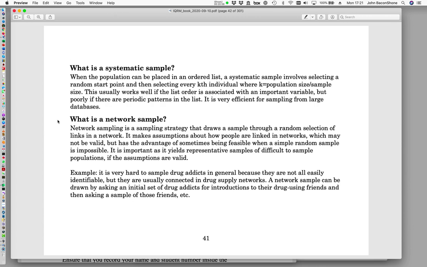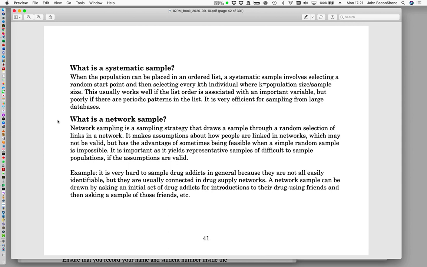Systematic sample. So systematic sample actually is a way of drawing a random sample. So if we have a list for our whole population, an ordered list, then a systematic sample involves selecting a random start point and then selecting every kth individual, where k is the ratio of the population size to the sample size. So this works very well in some situations if the list order is associated with an important variable, but it works very poorly if there are periodic patterns in the list.